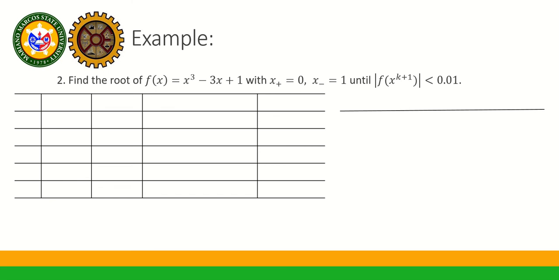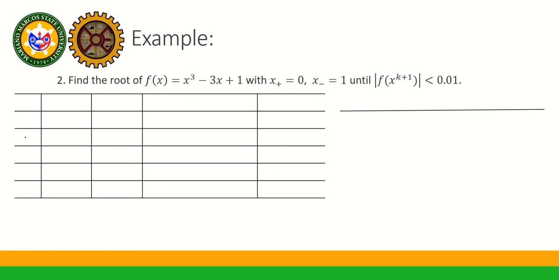Okay, so let's have another example for bisection method. We have example number 2. Find the root of f of x equal to x cubed minus 3x plus 1 with x positive equal to 0 and x negative equal to 1, until the absolute value of f of x raised to k plus 1 is less than 0.01. Okay?